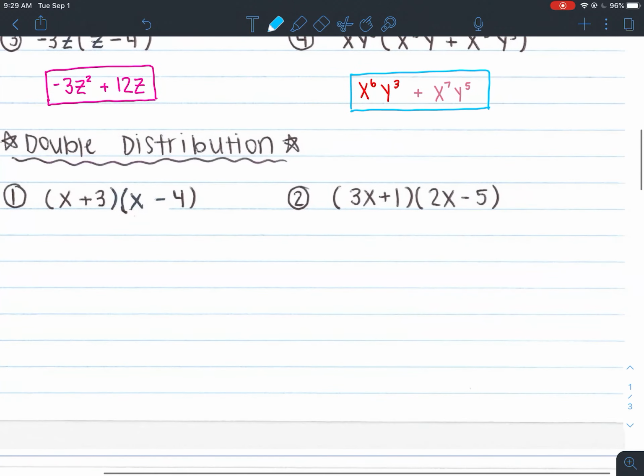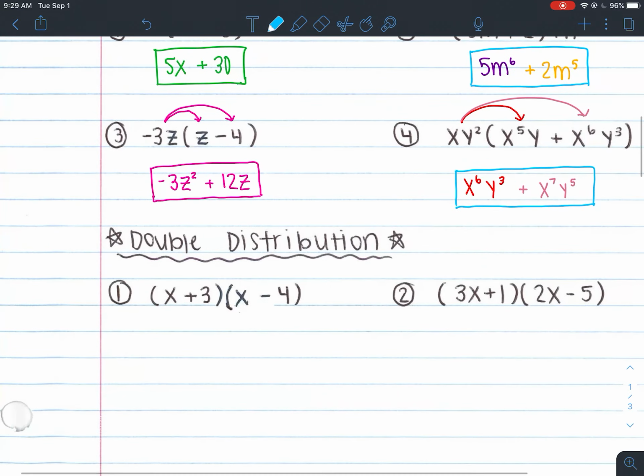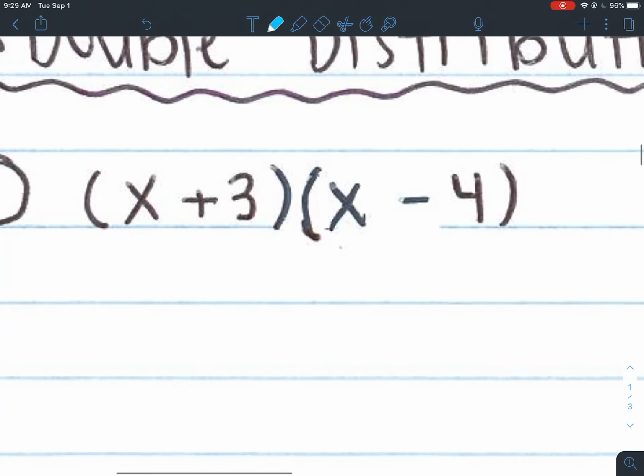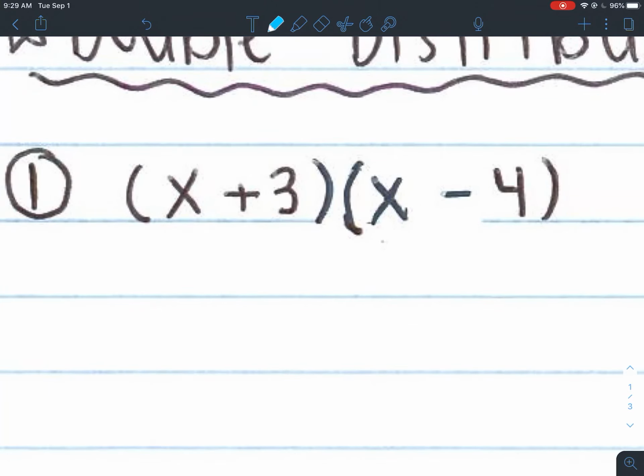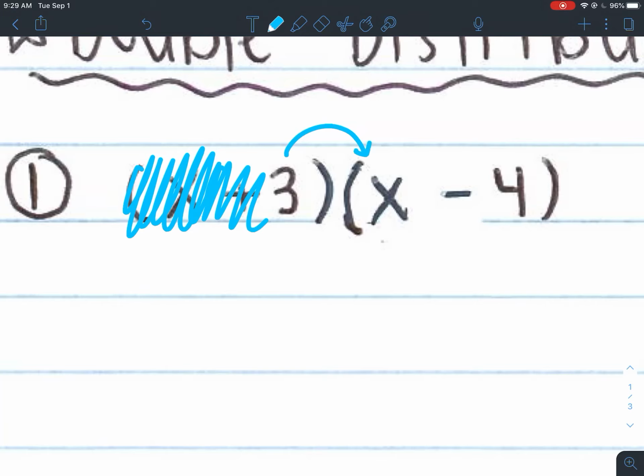All right, now we're going to do double distribution. So it's similar to single distribution. You just have to do it twice. So for example, here I have 2 sets of parentheses. Well, let me ask you something. If this x was not here and there was just a 3 in front of these parentheses, what would you do? You distribute, right? So you distribute that.